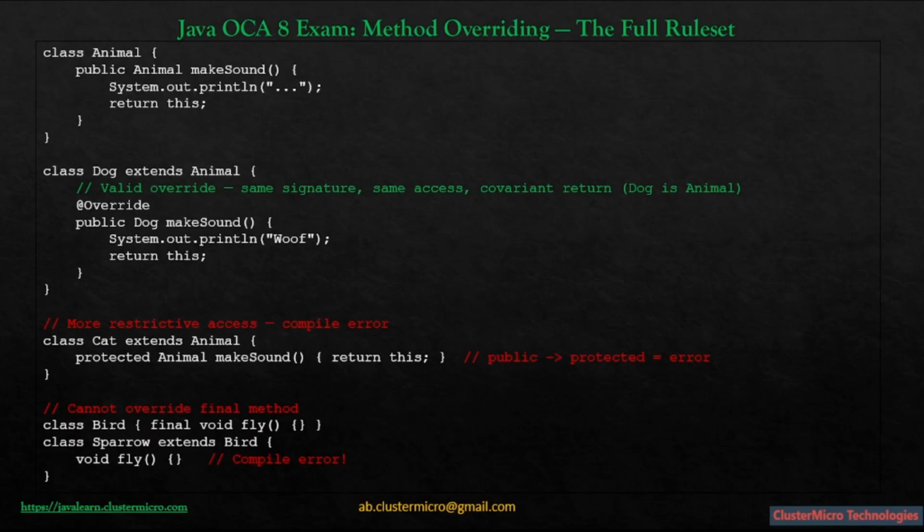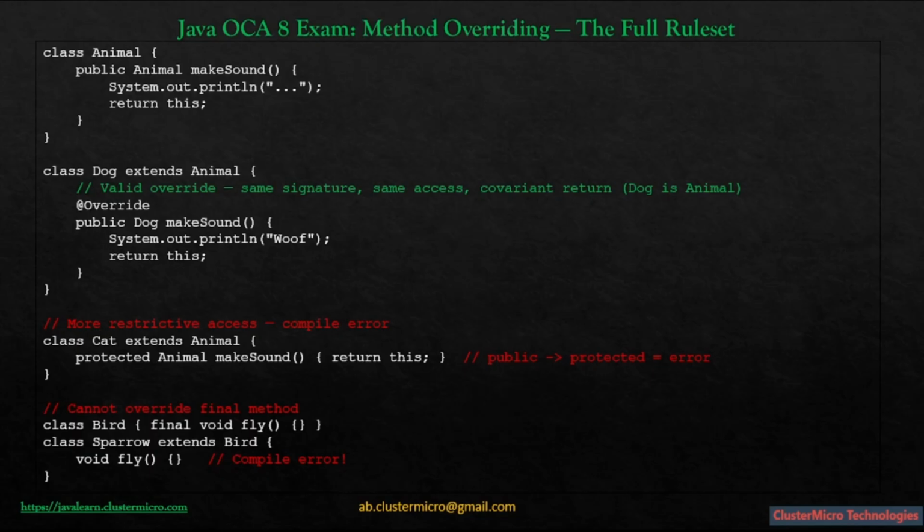So this is a valid covariant return. The child narrows the return type to something more specific, right? So all rules are satisfied. This is a valid override. The @Override annotation confirms our intent to the compiler. If anything in the signature was wrong, a typo or mismatched parameter, the compiler would immediately flag it.